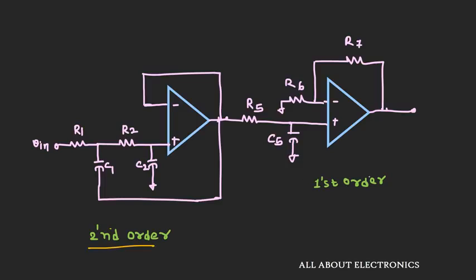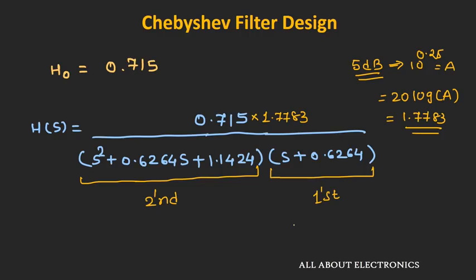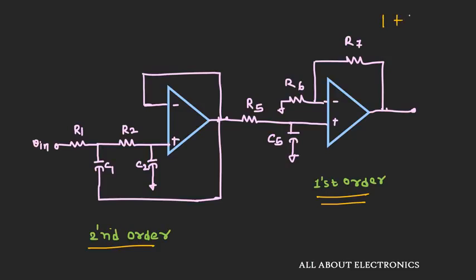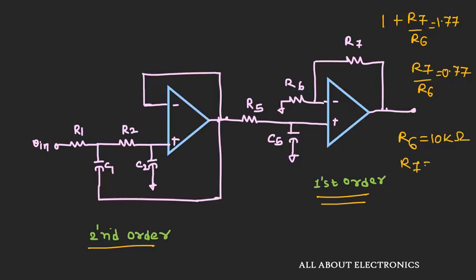Now let us similarly design the second section of this filter. Now here the gain that is required in our case is 1.77. That is, 1 plus R7 by R6 should be equal to 1.77. Or we can say that R7 by R6 should be equal to 0.77. So if we assume the value of R6 as 10 kilo ohm, then the value of R7 should be equal to 7.7 kilo ohm. So these two values will define the gain of this particular filter.